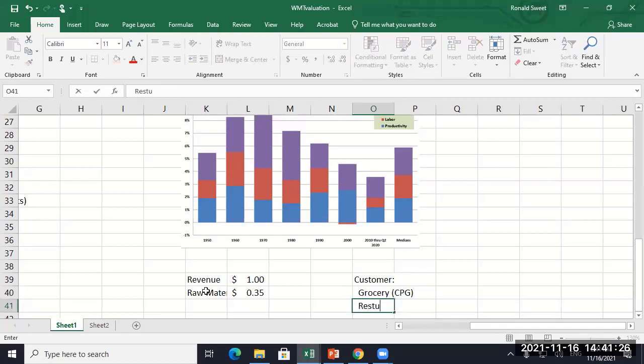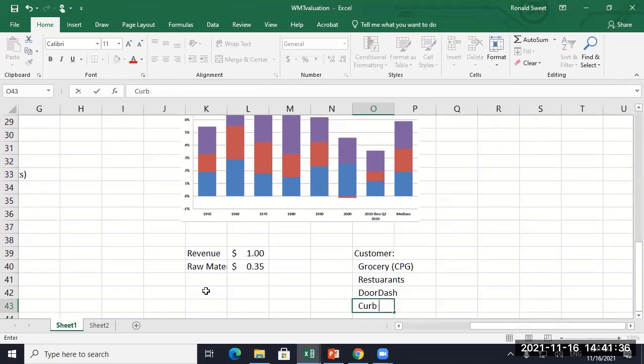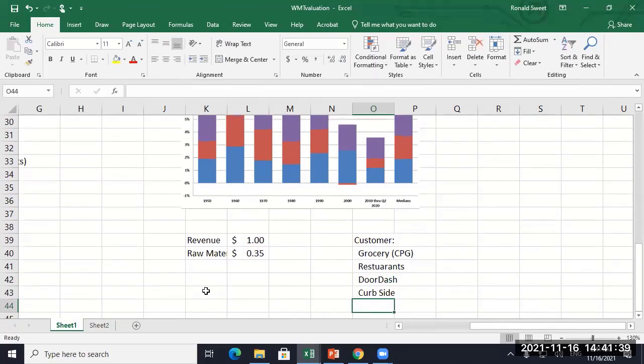You got restaurants. And now what do we have? We have DoorDash. We have curbside. So the consumer has a lot of options today. I hear that 35 cents raw material, and the first thing I think is, well, that means the consumer is going to spend 3 times more if they go to this firm versus they go to grocery store.